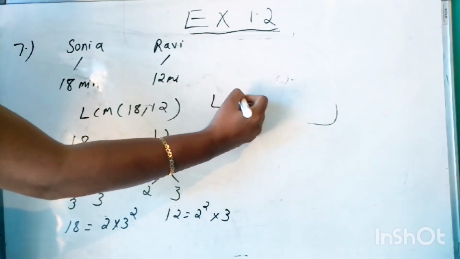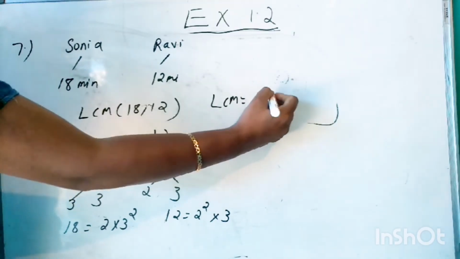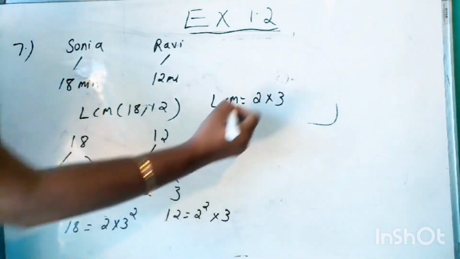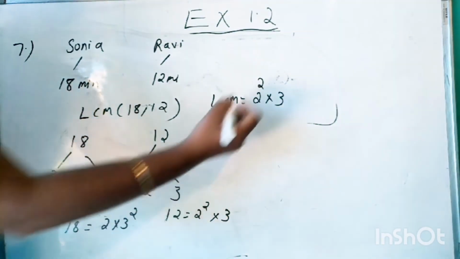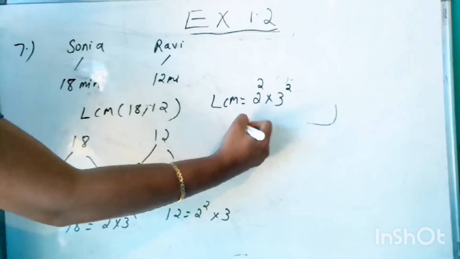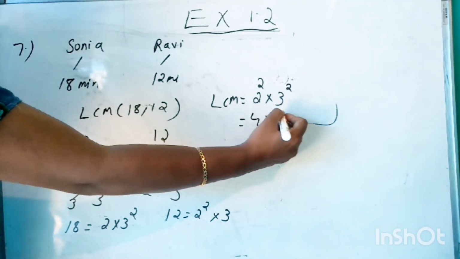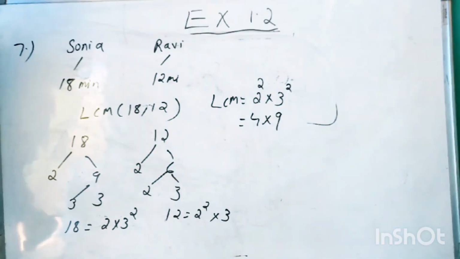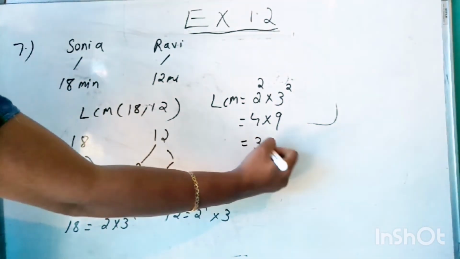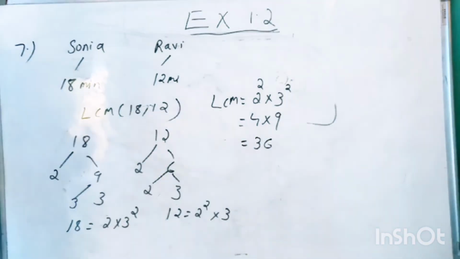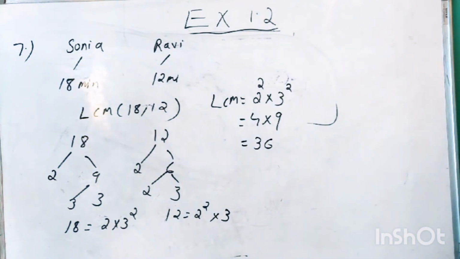Then LCM, just list out all the prime numbers, that is 2 and 3, and the highest power of 2 is 2 squared and the highest power of 3 is 3 squared. This is 4 into 9, that we will get as 36. That means after 36 minutes, Sonia and Ravi will meet again at the same starting point.